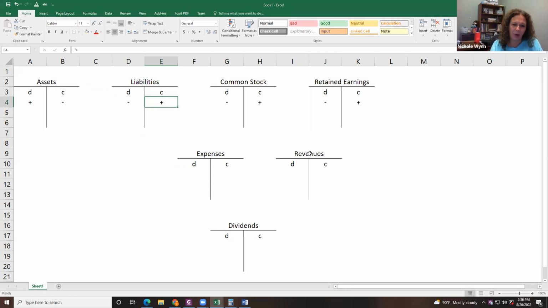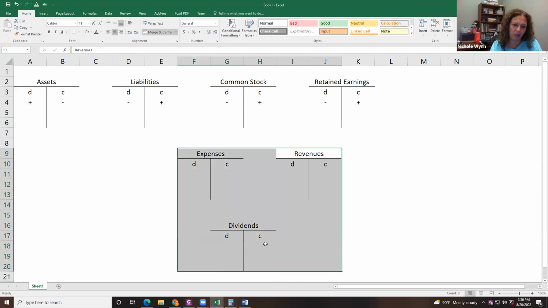So now all I have left is my red ones. And you just pause and you're like, there's no red. What are you talking about? Revenues, expenses, and dividends, these are my red ones. And we'll do special things with these accounts over time in general. And so now I need to put my pluses and minuses on them, and I need to figure out which ones have pluses and which ones have minuses.